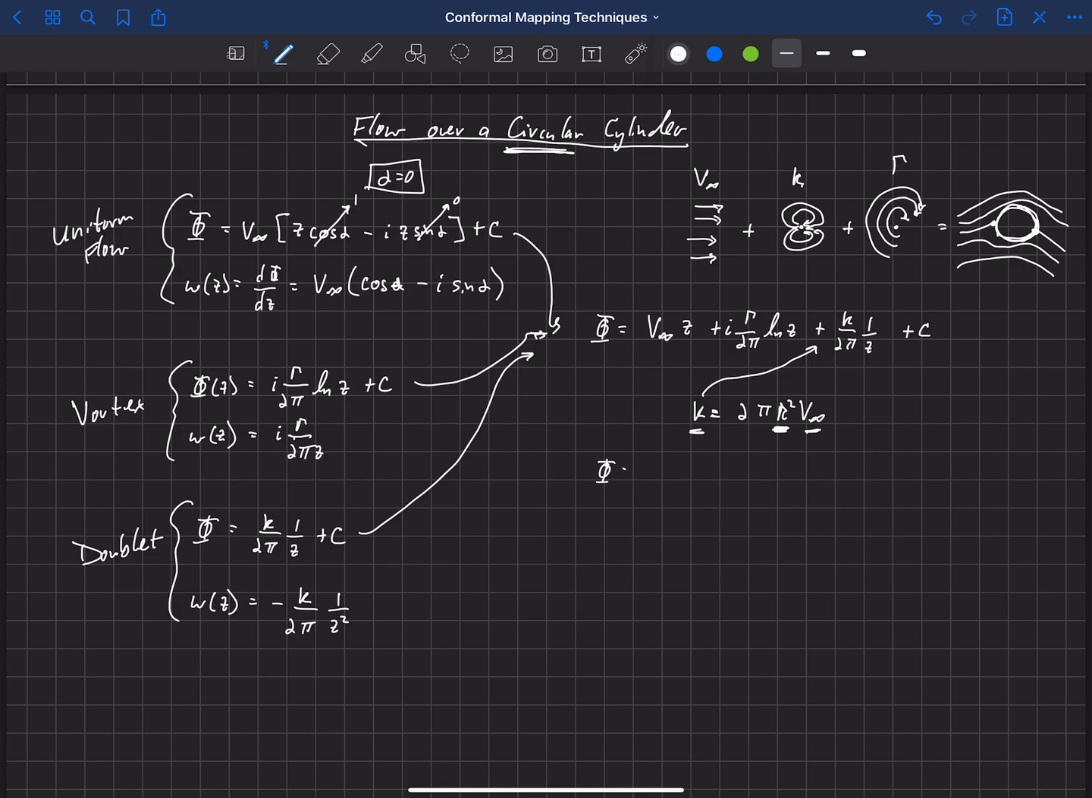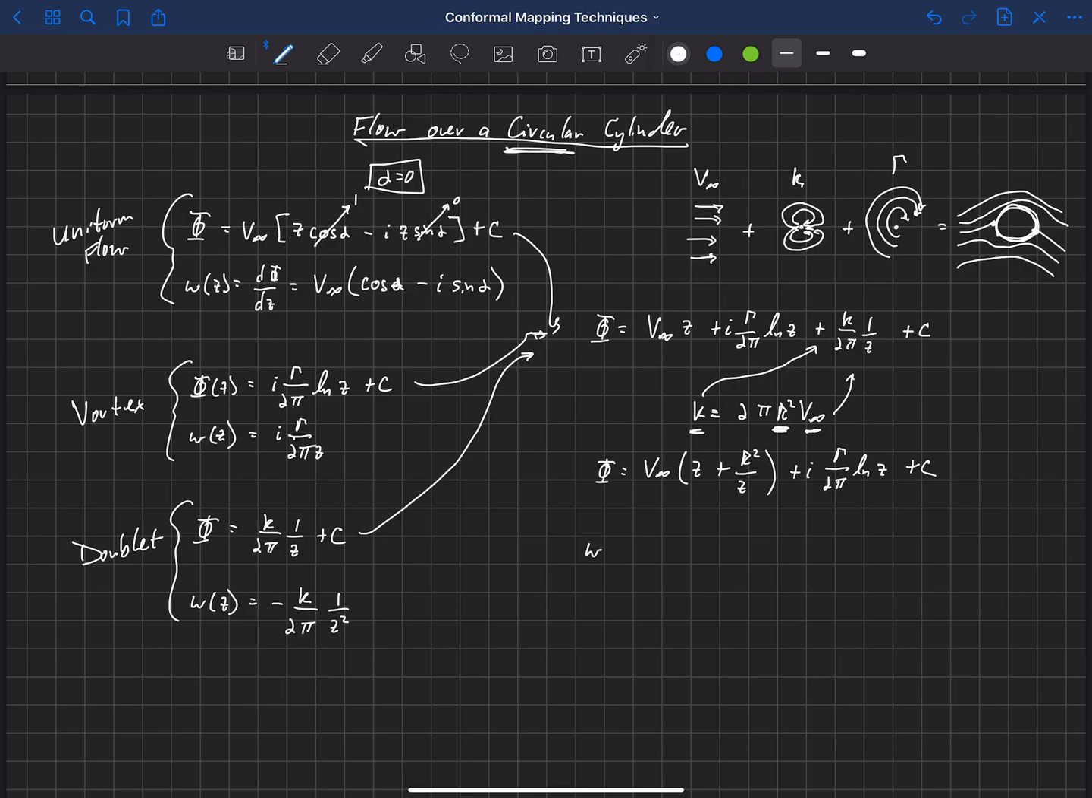And so what we get here is, because we've got a V infinity here, that's now going to be in this term. So we're going to combine those two terms, and what we're going to get is V infinity times Z plus R squared over Z. And then the imaginary term here is i times gamma over 2 pi natural log of Z. And then we've got our complex constant. Okay, so that's our final version of capital phi for this case of flow over a circular cylinder with circulation, and where we've set alpha equal to 0.